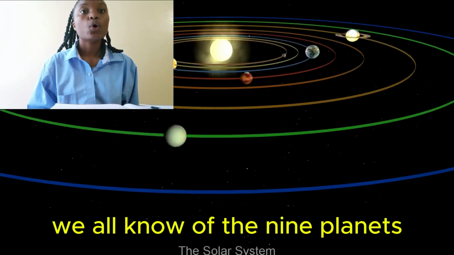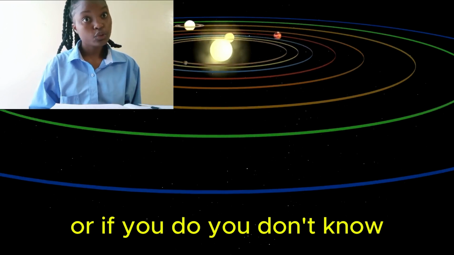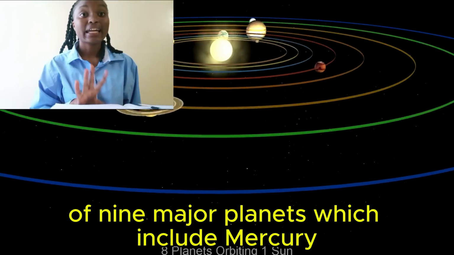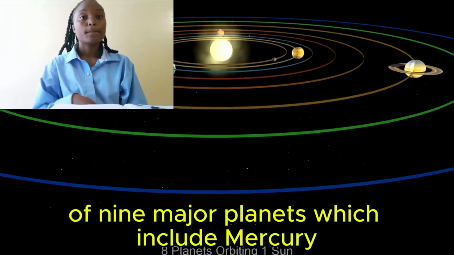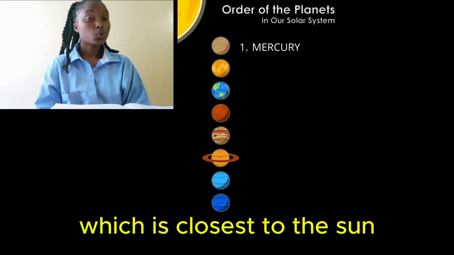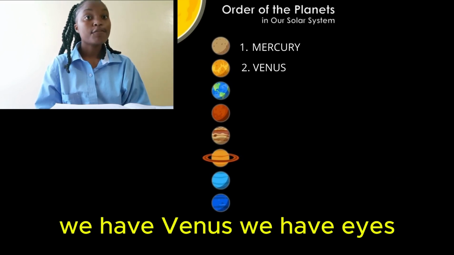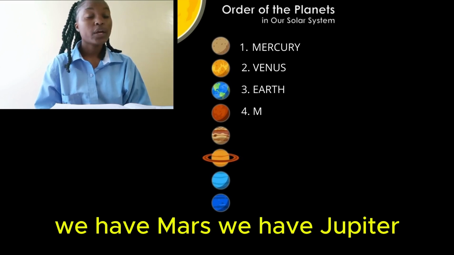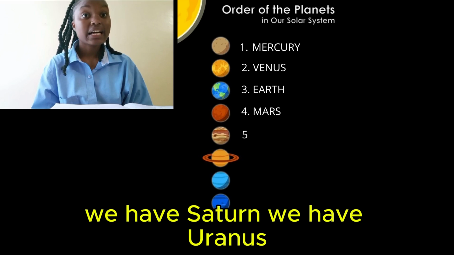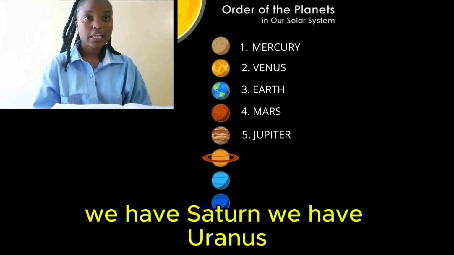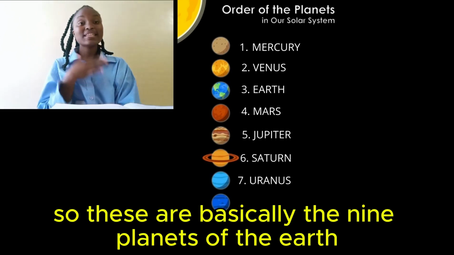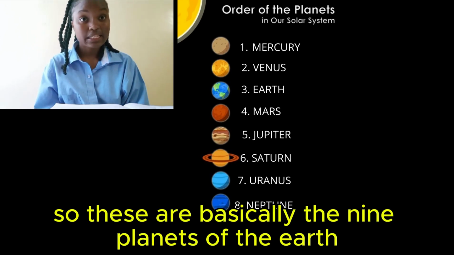The solar system consists of the sun and the 9 planets orbiting around it. We all know of the 9 planets, or if you don't know, do not worry, because I will take you through the 9 major planets, which include Mercury, which is closest to the sun. We have Venus, Earth, Mars, Jupiter, Saturn, Uranus, Neptune, and Pluto. So these are basically the 9 planets of the solar system.